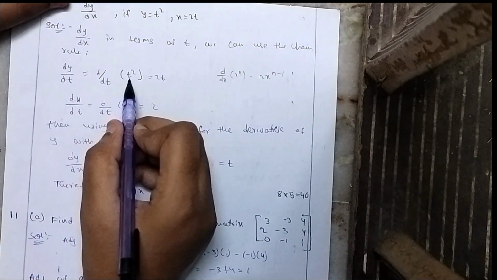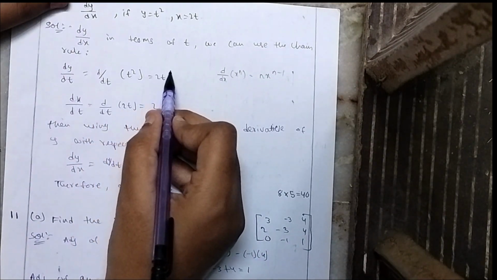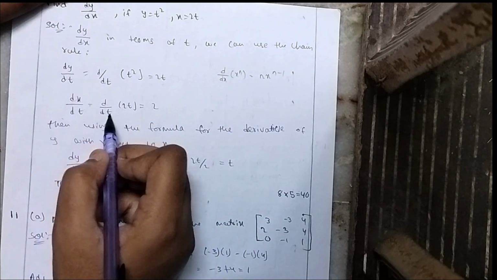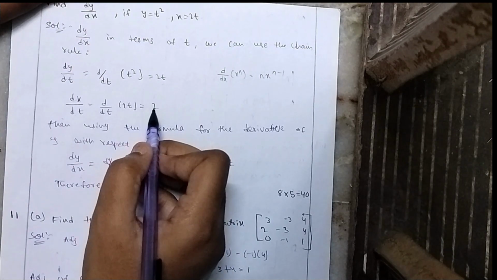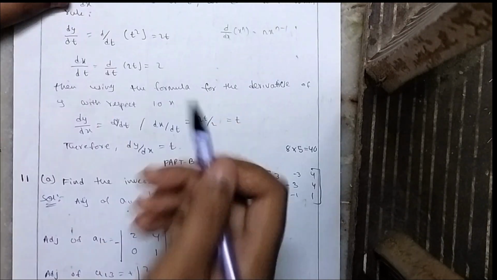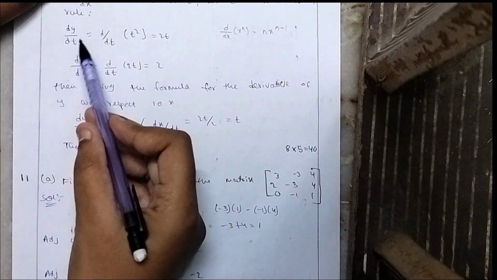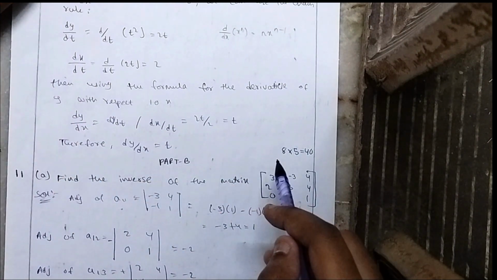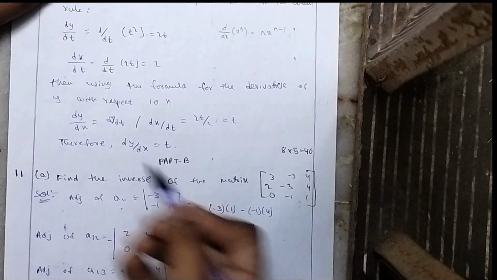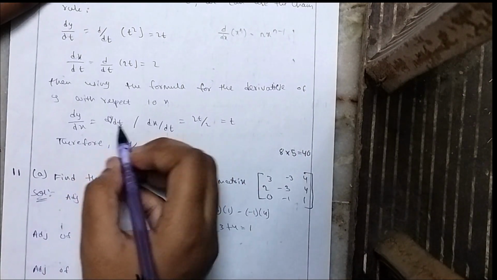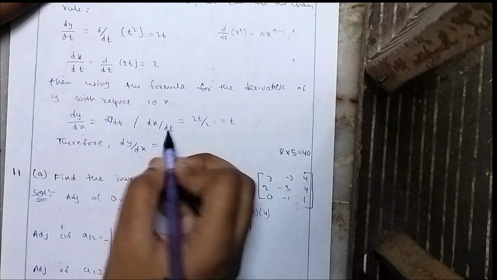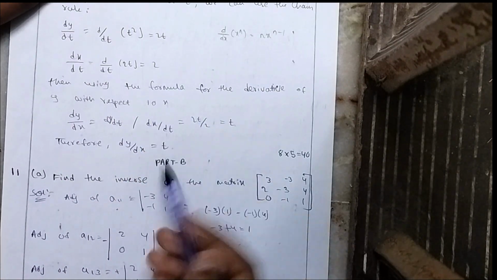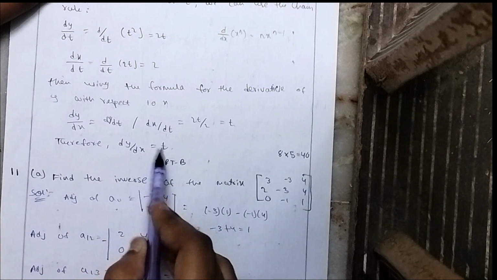So d by dt of t square equals 2 into t power of 2 minus 1, that equals 2t. And dx by dt equals d by dt of 2t, that equals 2. So we know the values of dy by dt and dx by dt. So by using the formula for the derivative of y with respect to x, dy by dx equals dy by dt by dx by dt, that equals 2t by 2, that equals t. So the value of dy by dx is equal to t.